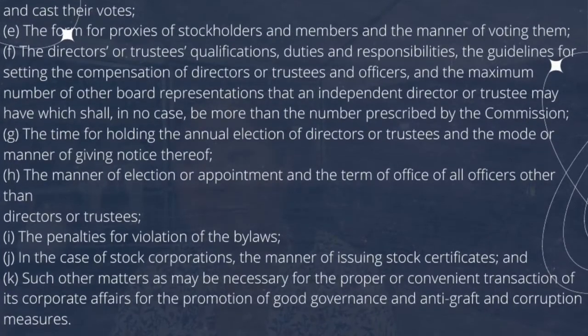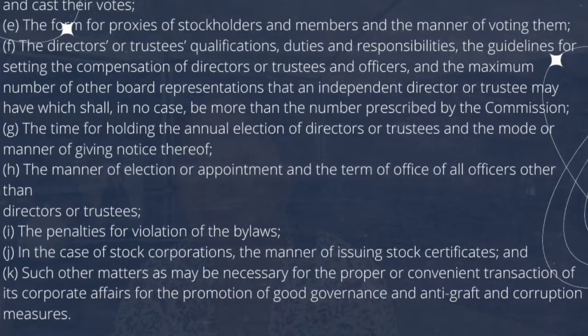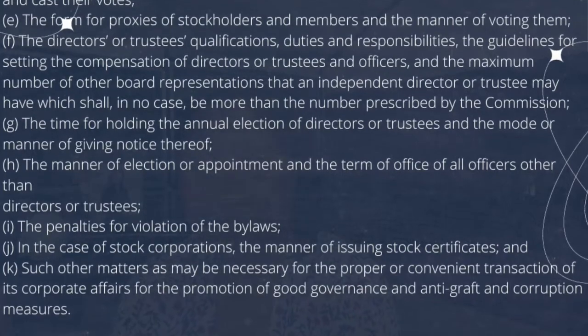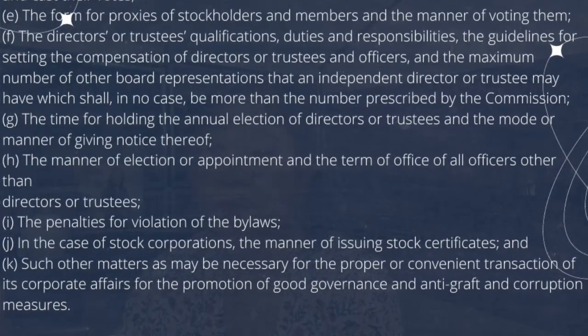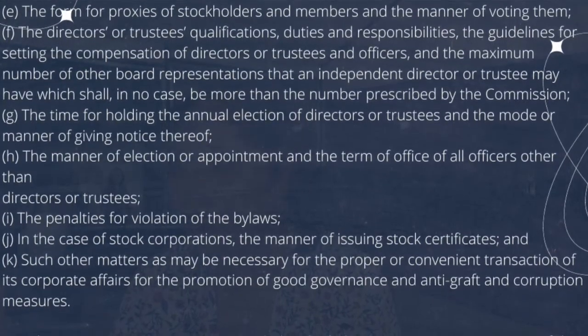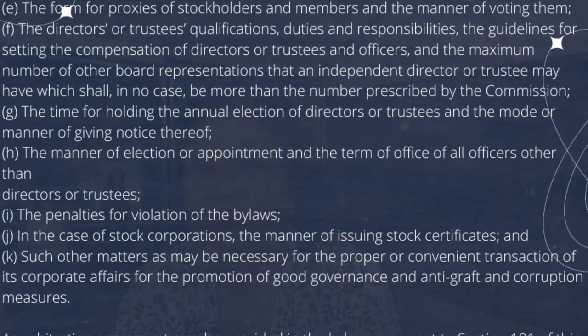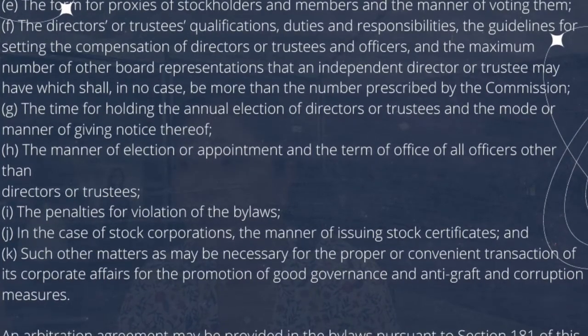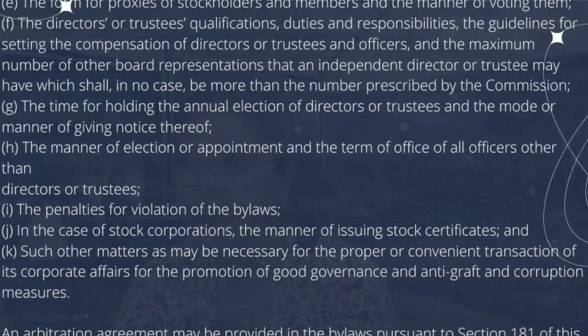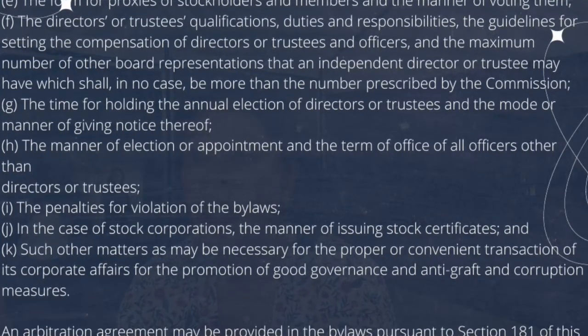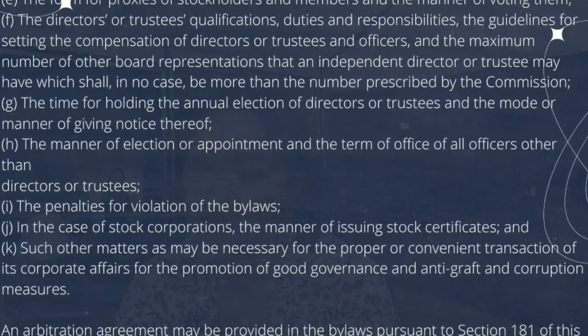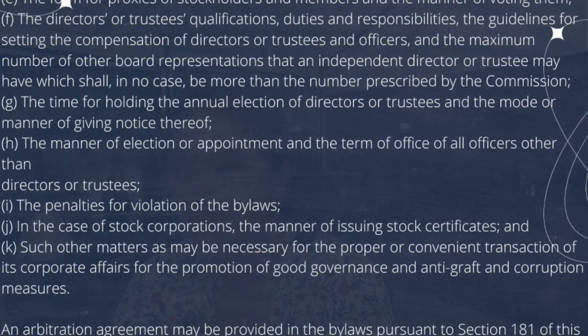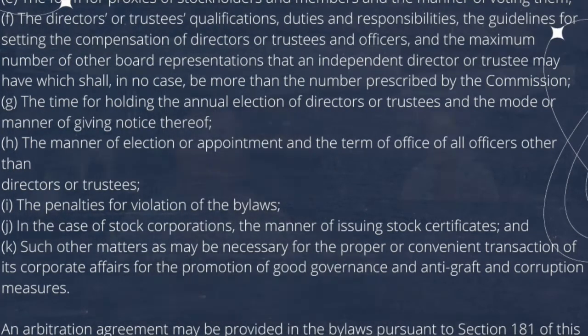J. In the case of stock corporations, the manner of issuing stock certificates. And K. Such other matters as may be necessary for the proper or convenient transaction of its corporate affairs for the promotion of good governance and anti-graft and corruption measures. An arbitration agreement may be provided in the bylaws pursuant to Section 181 of this code.